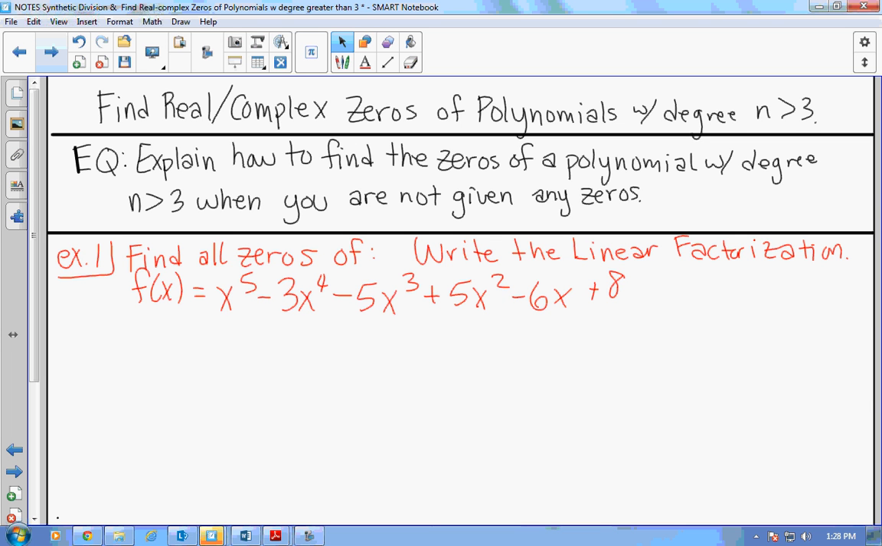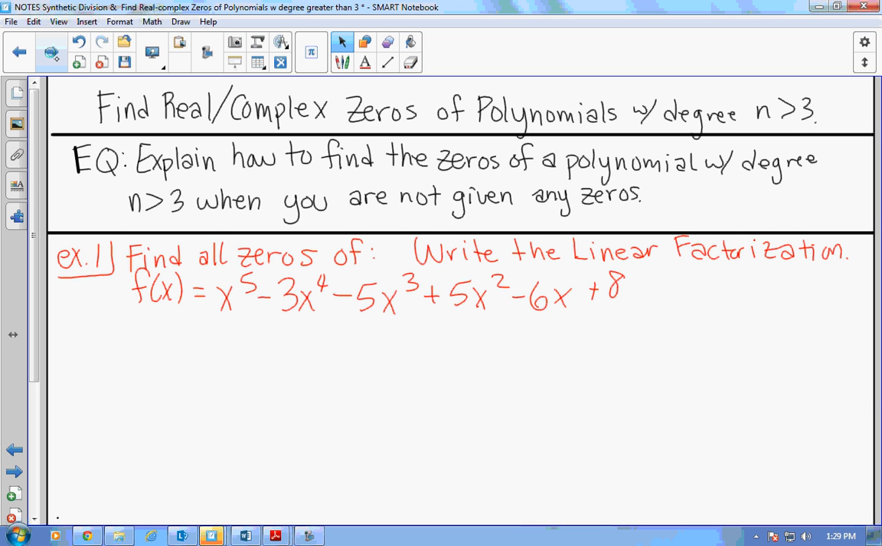The title, it's kind of long. Finding real or complex zeros of polynomials with degree n greater than 3. If it's a linear degree, x to the first, or x squared, even x cubed, we have ways to find those zeros by factoring by grouping. Once you get to a degree higher than 3, it's a little more complicated.